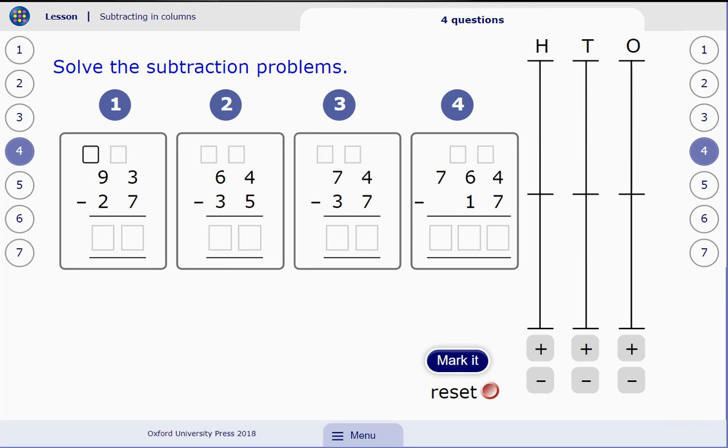Let's do the first one together. I'm looking at this and I can see that I cannot subtract 7 ones from 3 ones. So I'm going to have to exchange. So I'll take one of those 9 tens that we've got, and that leaves me with 8. And there's the other 10. So now I've got 13 subtract 7. And 8 tens subtract 2 tens, which is 66.